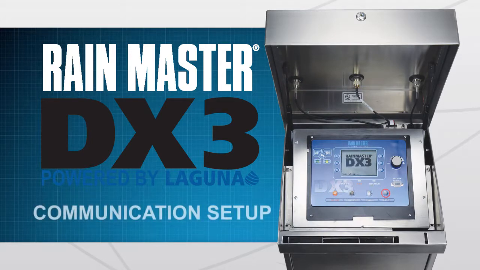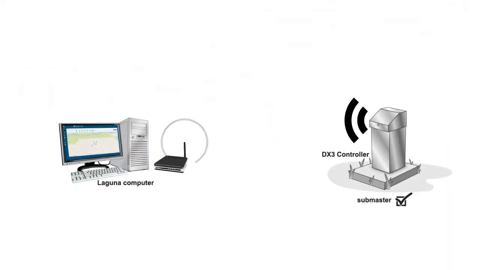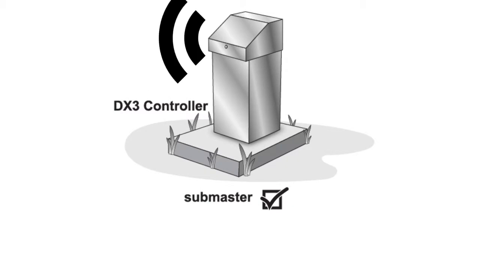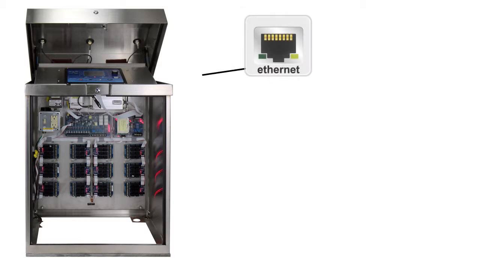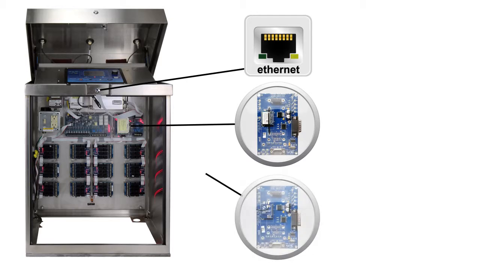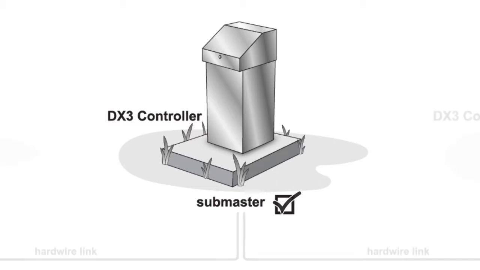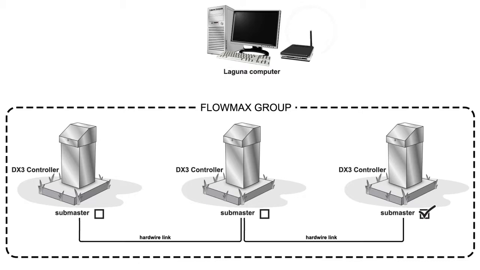In this DX3 Communication Setup video, we will review how to configure the DX3 to communicate with the central computer running Laguna. First and foremost, the Submaster option must be made active to enable communication with the central computer. The Submaster contains the communication modem that interfaces with the central computer. This could be Ethernet, cellular, Wi-Fi, UHF radio, or serial device. If the Submaster option is not enabled, your DX3 is operating strictly as a satellite.